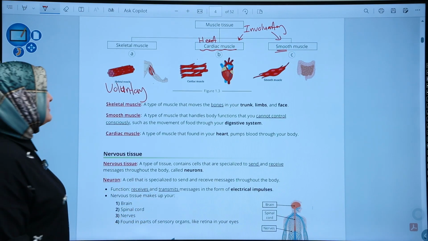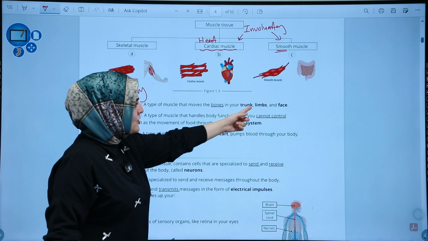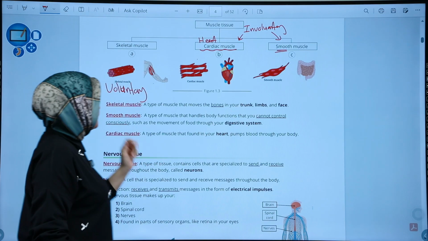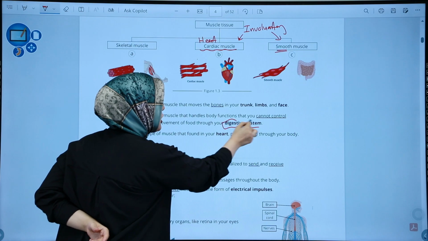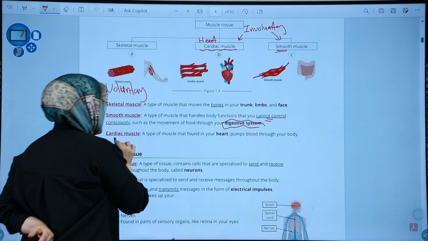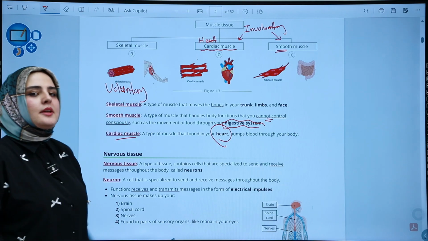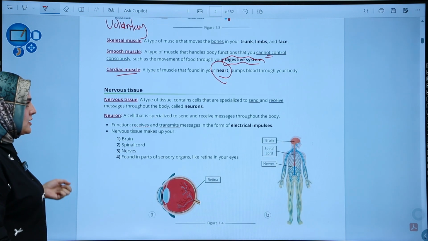It's easy. So, where do you find skeletal muscle? In your bones, trunk, limbs, okay, connected to your bones, trunk, limbs, and face. Then smooth muscle, where do you find it? Anywhere you cannot control it consciously. And cardiac muscle, we have only one example, exclusive VIP, is the heart. This is the muscle tissue.